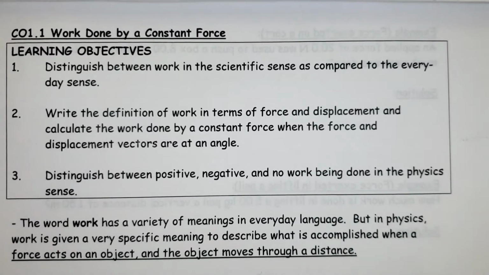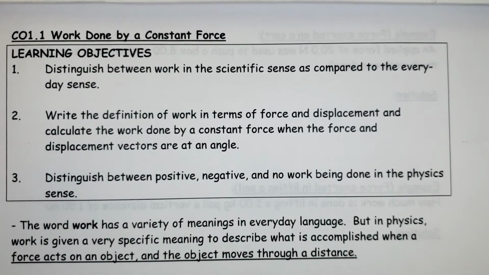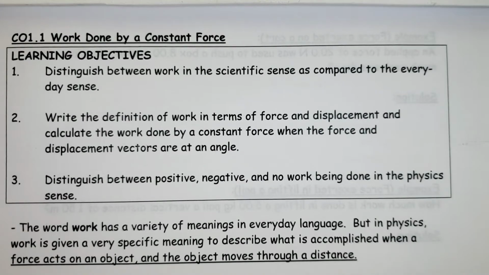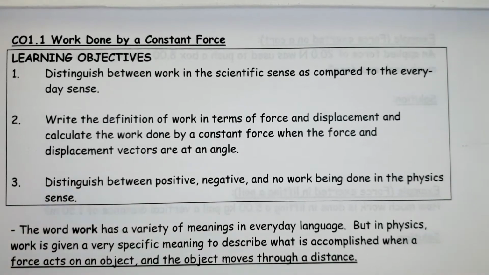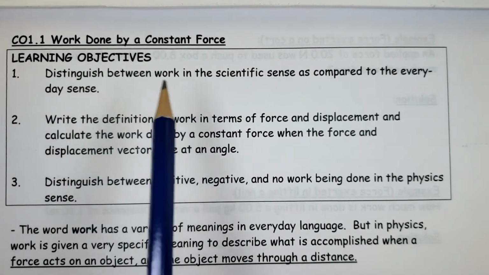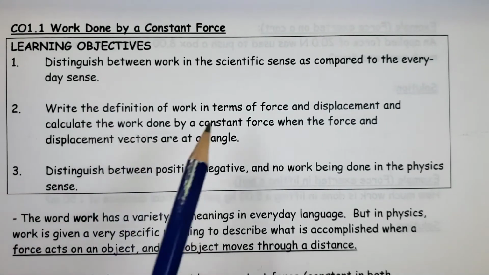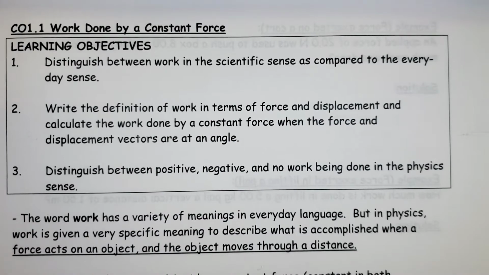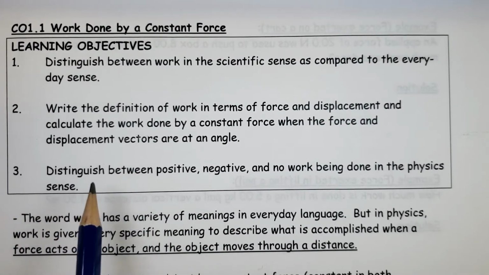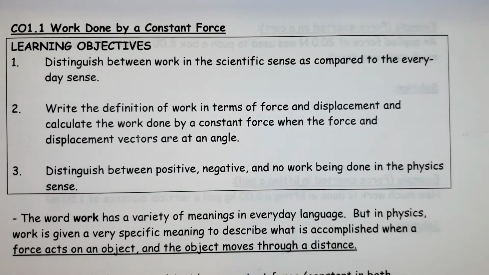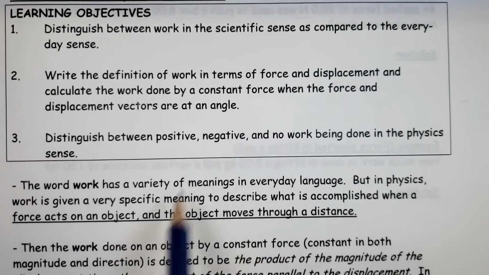Welcome back, Physics 30. This is the beginning of the Conservation Part 1 unit, CO1.1, work done by a constant force. So the objectives here will be distinguishing between work in the scientific sense as compared to the everyday sense, write the definition of work in terms of force and displacement, and calculate the work done by a constant force when the force and displacement vectors are at an angle. And lastly, distinguish between positive, negative, and no work being done in the physics sense.